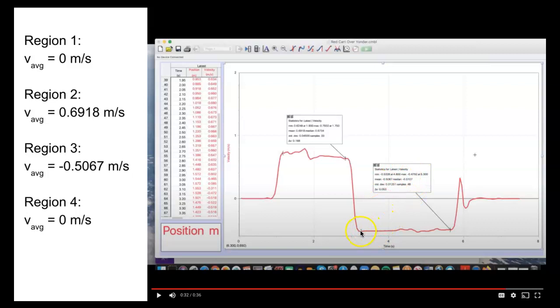Then off screen, the velocity very suddenly changes and becomes this approximately negative 0.5 meters per second. Again, the computer gives me an average value in this time. It says the average velocity in this period of time is negative 0.5067 meters per second. And then at the end of the experiment, it has this sudden change of velocity again, goes back to 0 meters per second. We will actually look at velocity graphs a lot more than position graphs in this course.